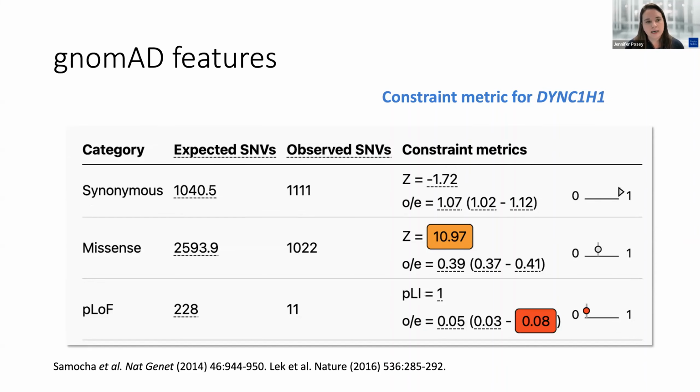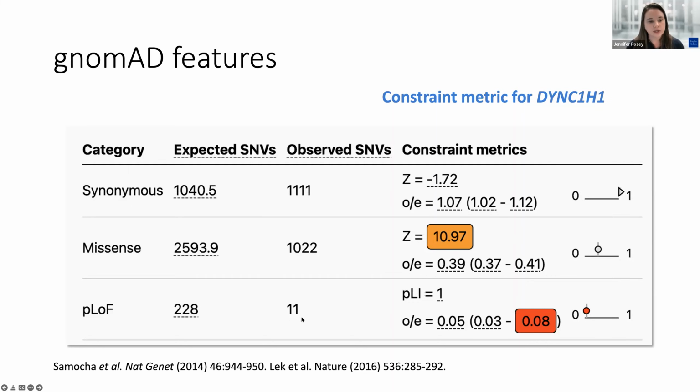And the big picture behind looking at these data is that you can use the observed over expected ratio, which is the O over E shown here, to get a sense for whether or not this gene is constrained for synonymous variants, missense variants, or loss of function variants. So you can see here for the missense variants, you observe far fewer missense variants in this gene than you would expect based mostly on the size of the gene. This is a very high Z-score. This gene is constrained for missense variation.